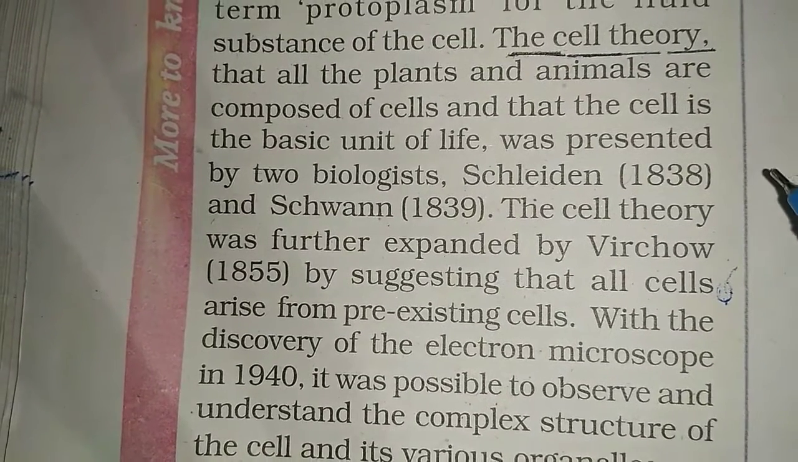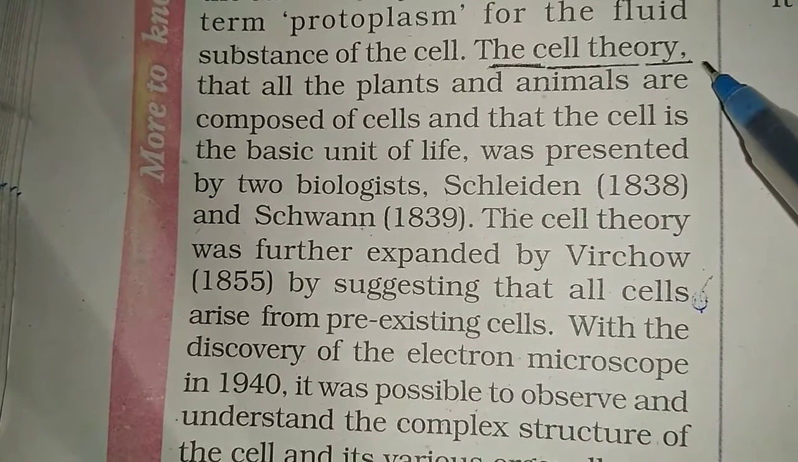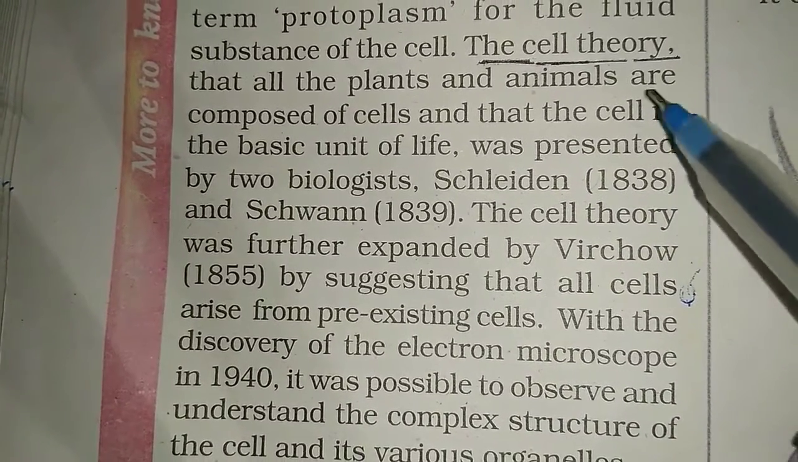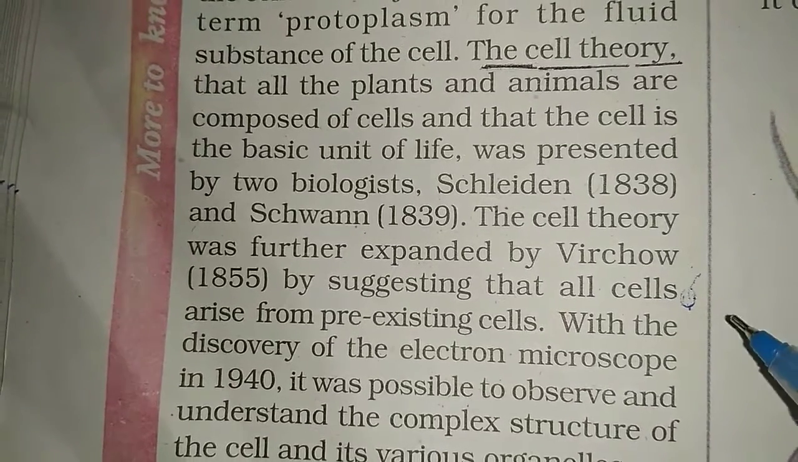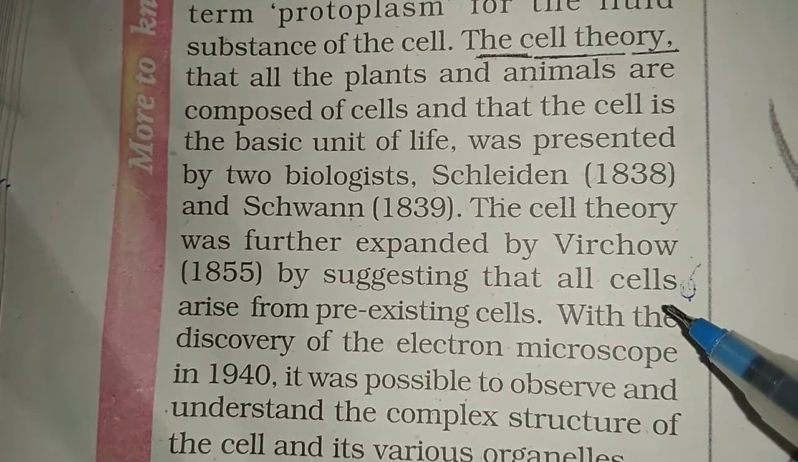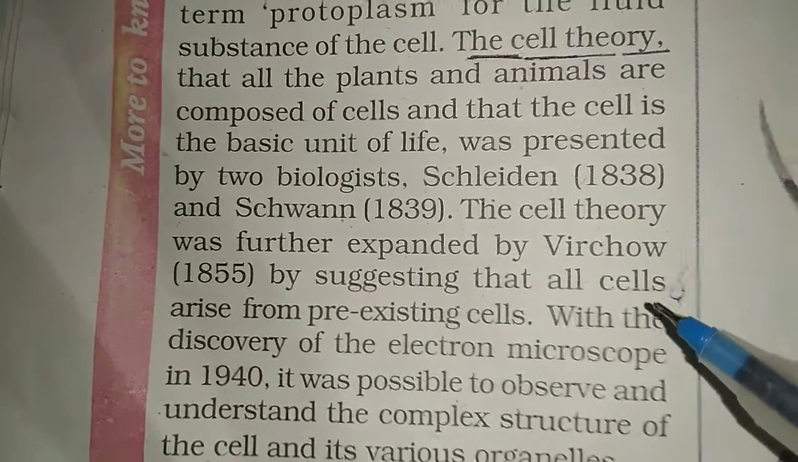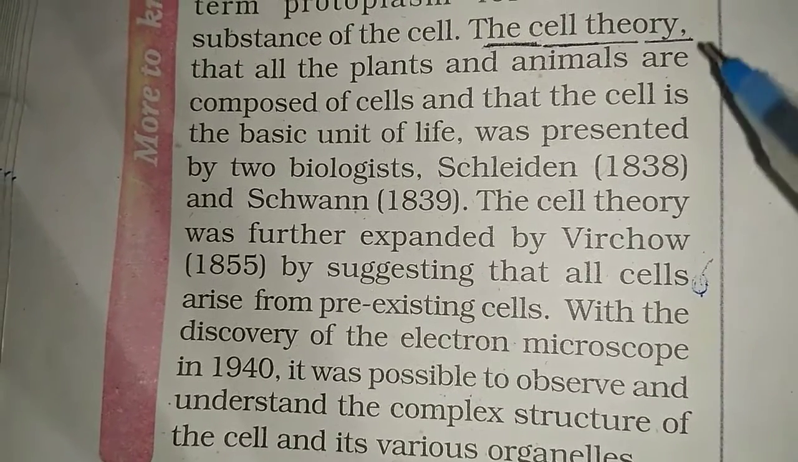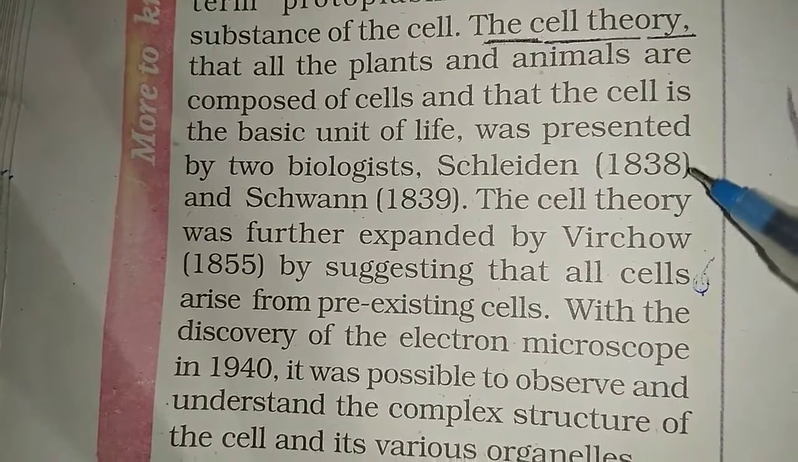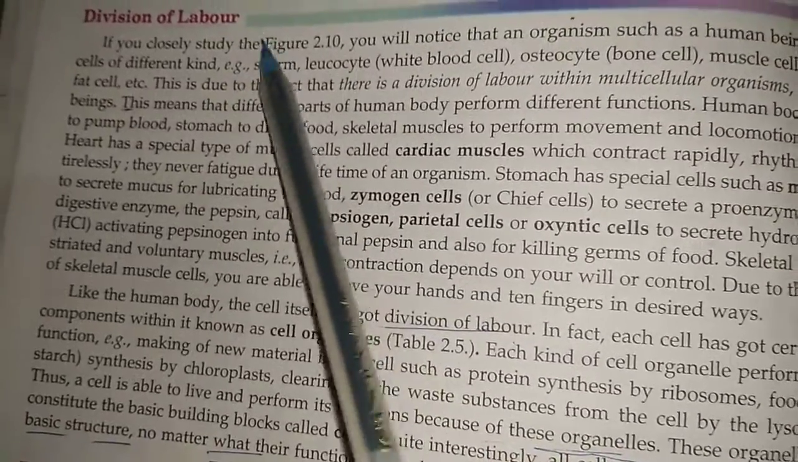So what was the cell theory? The first point of the cell theory says that all living organisms are made up of cells. And what is the second point of the cell theory? The second point says that all new cells come from pre-existing cells. So students, that was the cell theory. Now our topic is division of labor.